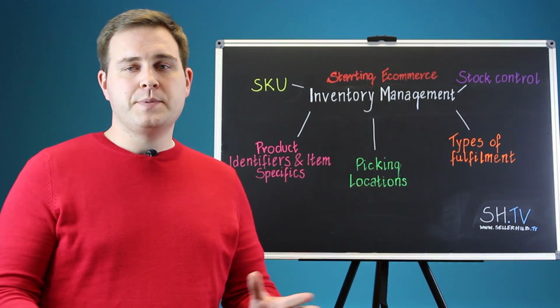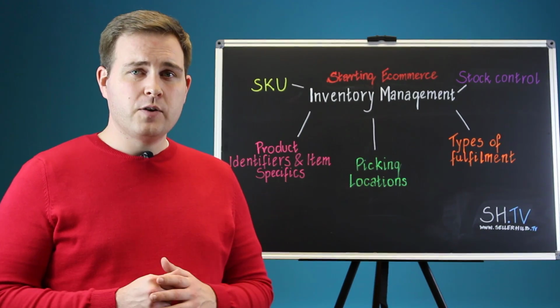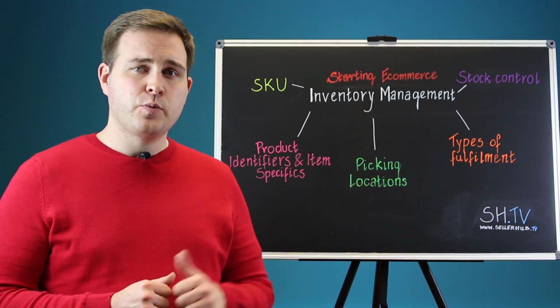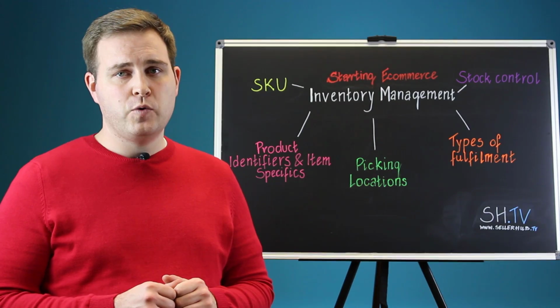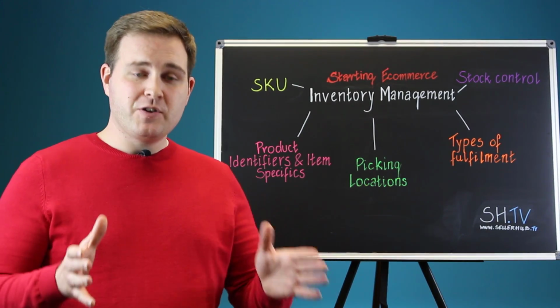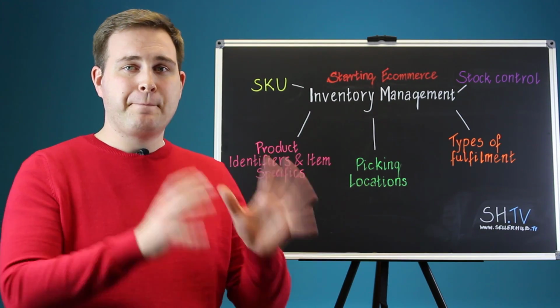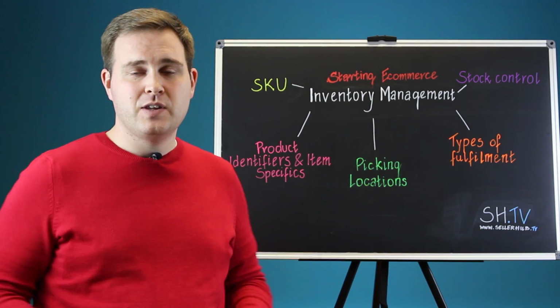Fourth on our list is types of fulfillment, and there's loads of different ways you can fulfill your orders. I'm going to talk about a couple today, and the first one I'm going to talk about is merchant fulfilled or self-fulfilled orders. This is where you pretty much get the item, or you store the item in your location, and you pick and pack and then ship that item to the customer.